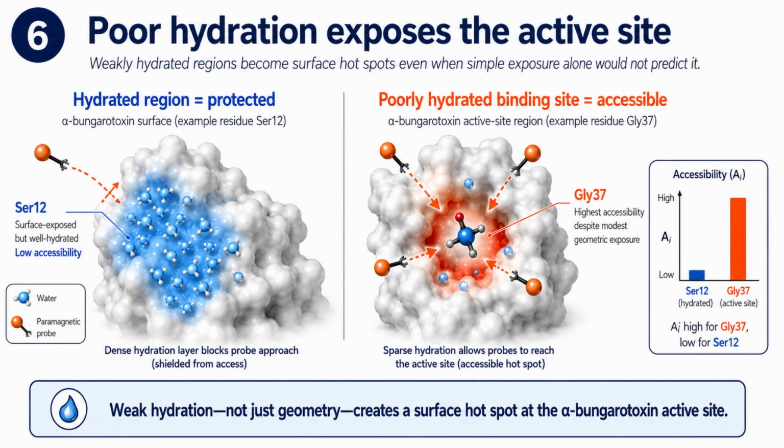The key result was that accessibility did not simply follow geometric exposure. Some surface-exposed regions were poorly accessible because they were protected by stable waters. In contrast, glycine 37, located in the poorly hydrated binding site region, showed very strong paramagnetic attenuation, even though simple exposure alone would not predict it.